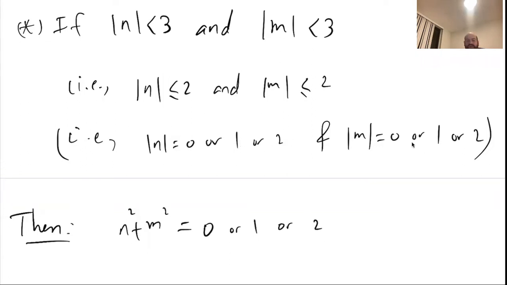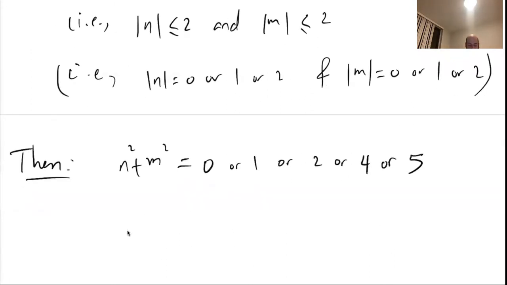If one of them is 1 and one of them is 2, then the square of the 2 will be 4, plus 1 will be 5. Or the other possibility is that one of them is 2 and one of them is 0. Then I'll get 4, because if one of them is 2, then the square of it will be 4. If one of them is 2 and one of them is 1, the sum of squares will be 5. And if both of them are 2, then the addition will be 8.